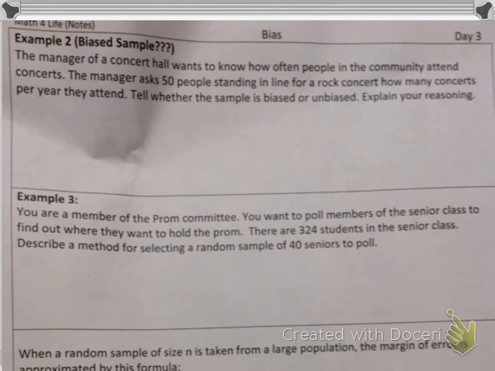It says the manager of a concert hall wants to know how often people in the community attend concerts. The manager asked 50 people standing in line for a rock concert how many concerts per year they attend. Tell whether the sample is biased or unbiased and explain your reasoning.